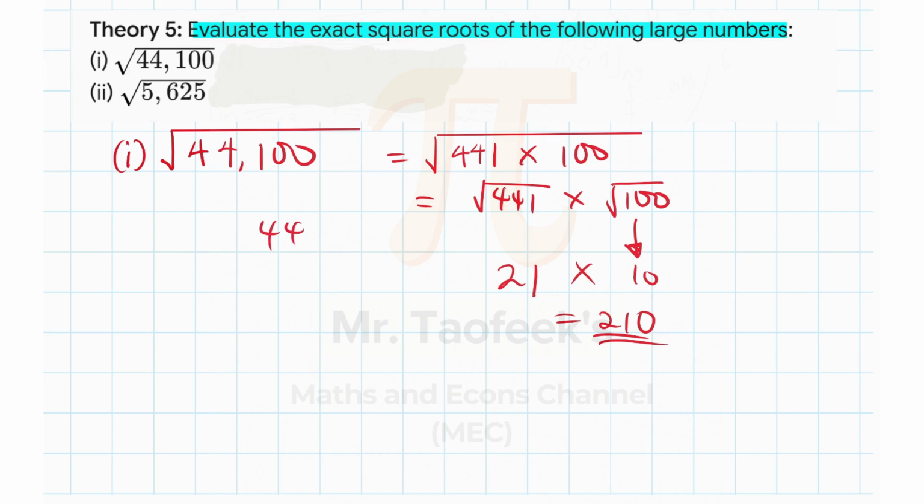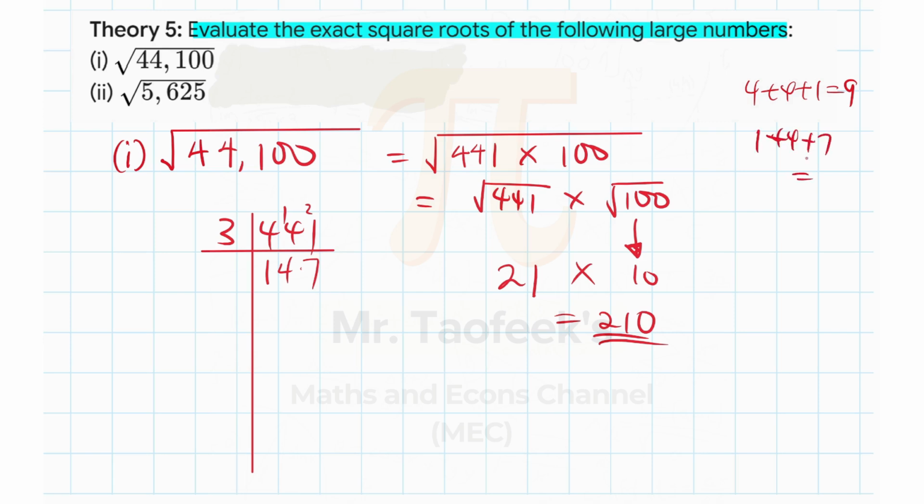But in case you are stuck in an exam and you don't know what the square root is supposed to be, you just start dividing. Can 2 go here? No, 2 cannot go. Can 3 go? Let's check. 4 plus 4 plus 1, that's 9. Yes, 3 can go. So 3 in 4, 1 with a remainder of 1. 3 in 14, that's 3 times 4, 12, that's 4 with a remainder of 2. 3 in 21, 7. Can 3 still go? 1 plus 4 plus 7, 1 plus 4 is 5, 5 plus 7 is 12. Yes, 3 can still go because 12 is a multiple of 3.